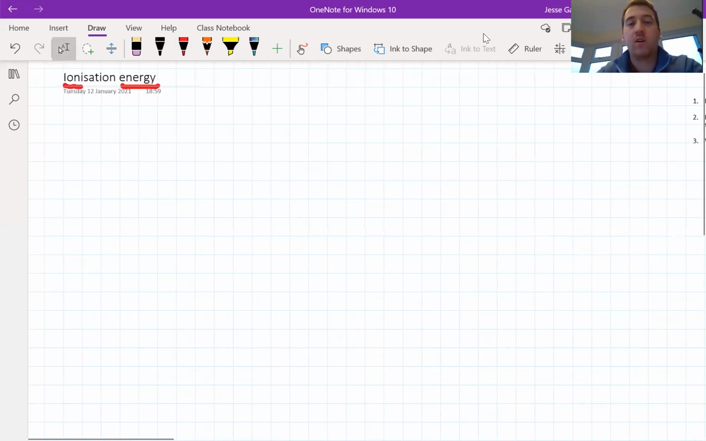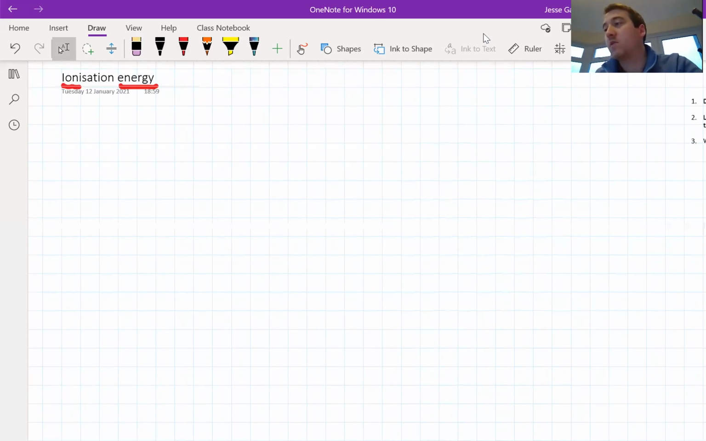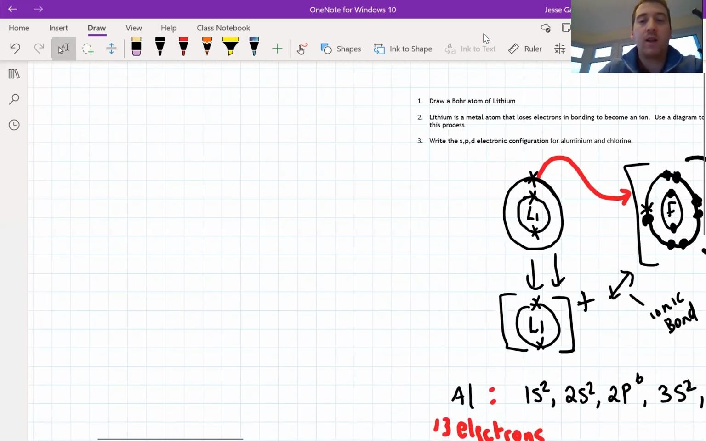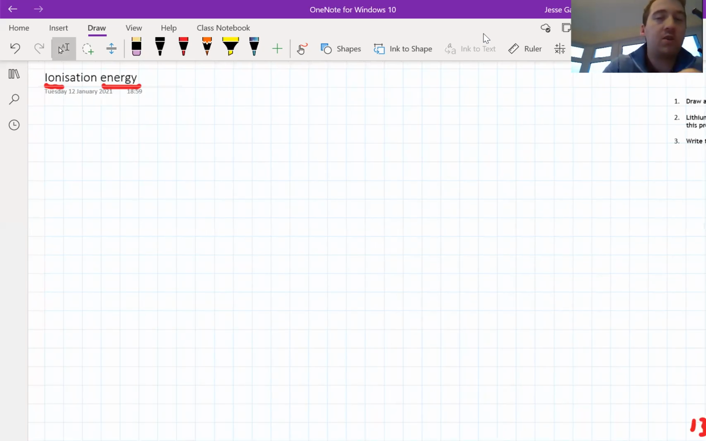Lithium losing an electron. When atoms lose electrons, they become ions. That's what we call them. When they lose electrons and they become charged, we call them ions. So let me just show this, what we've drawn over here. The lithium becoming a lithium ion. We can show this using an equation like this. Okay, so we've got Li. This is a lithium atom.